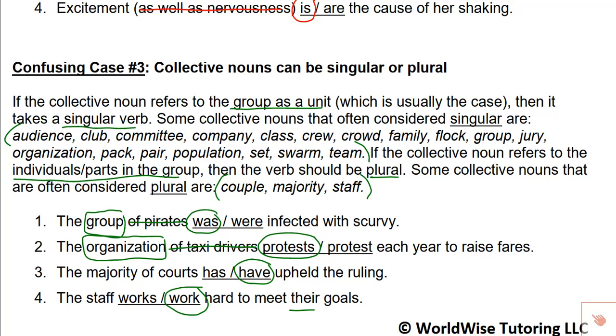My suggestion when you're dealing with confusing case 3 is to really consider if they're looking at the group as a unit or a group as a set of individuals. If you're still a little confused with that, you can check out these examples that I have listed here in italics, and that can usually guide you in the correct direction.